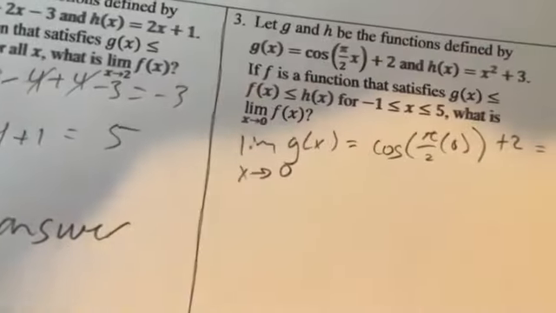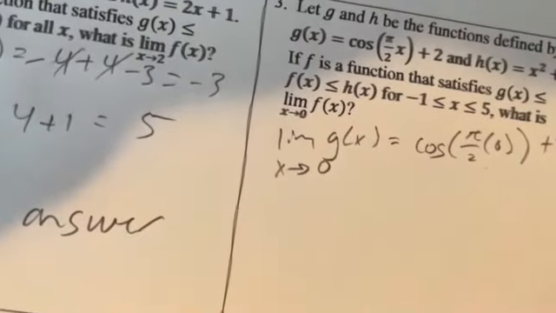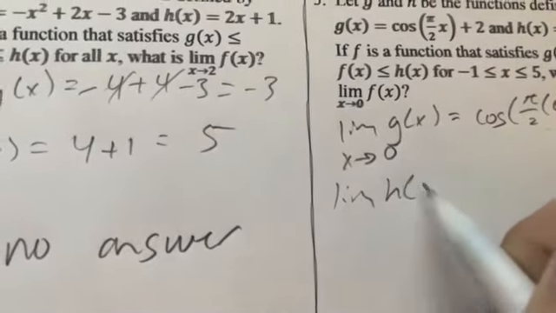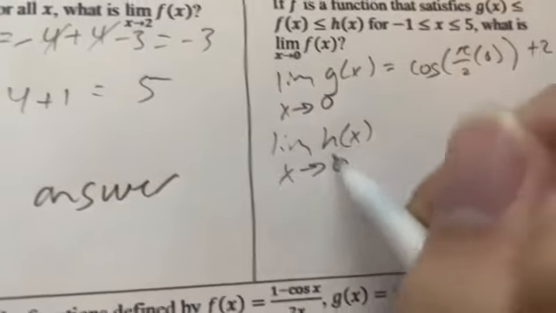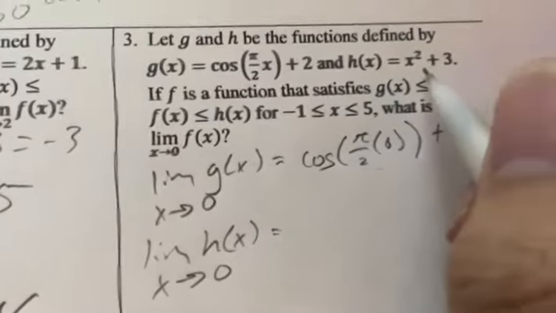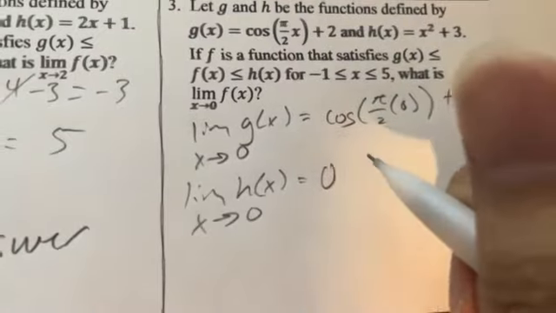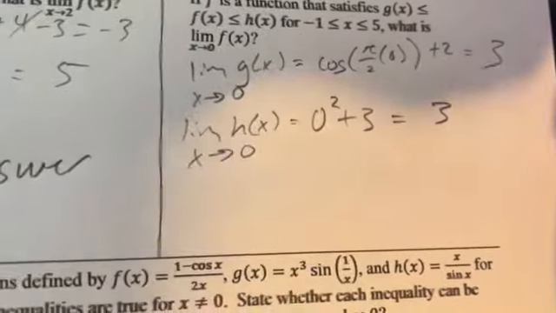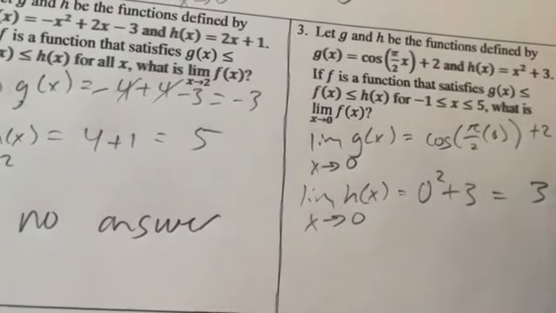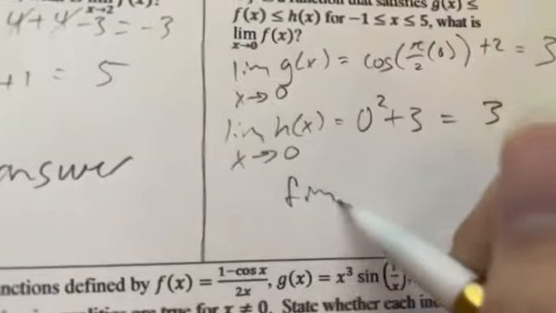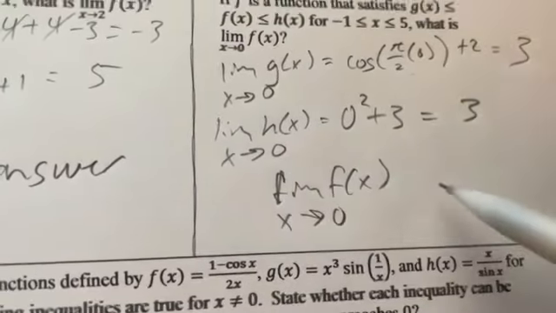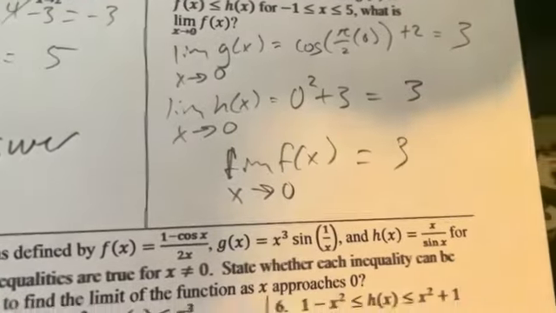cosine of 0 is 1, plus 2 is 3, so we'll put 3 there. Now we move on to the limit of h of x as x approaches 0. Plug it into the function. 0 squared is just 0 plus 3 equals 3. So since these two match up, we could say the limit of f of x as x approaches 0 equals 3.